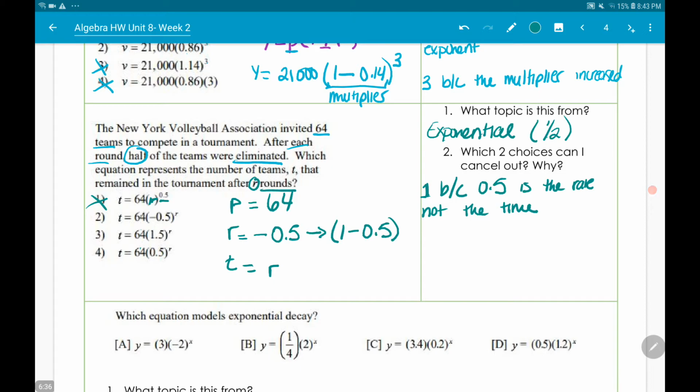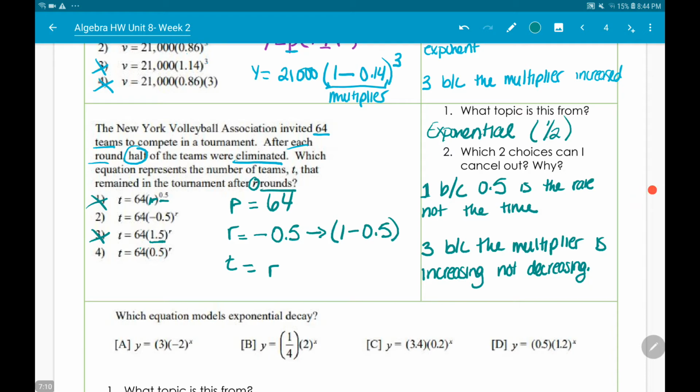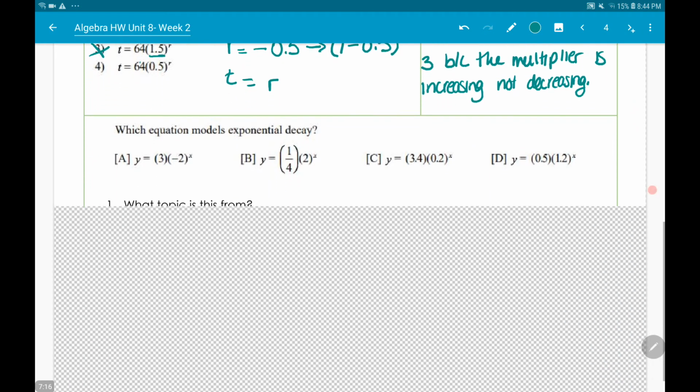What else can we eliminate? Well, the problem says eliminating half the teams. So how could possibly our multiplier go up? How could we possibly get more teams if we're eliminating them? So 3 I don't like either, because, again, the multiplier is increasing, not decreasing. All right, guys. So again, from there, I want you to go ahead and choose between choice 2 and choice 4. And we're going to move on to the last question.